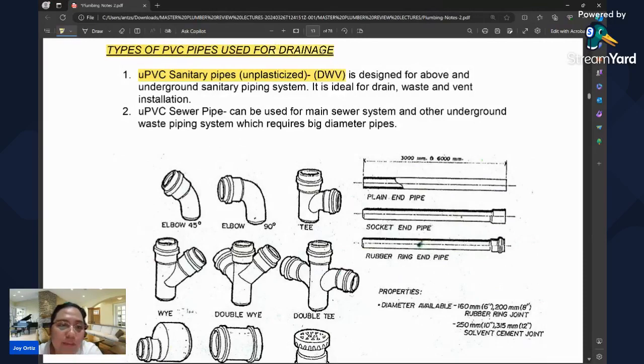So the types, ulitin ko lang, it's the types of PVC. We have also the UPVC sanitary types or the unplasticized. And DWB is designed for above underground sanitary piping systems. It is still for drain, waste, and vent installation. We have also the UPVC sewer pipe, can be used for the main sewer system and other underground waste piping, which requires big diameter pipes.